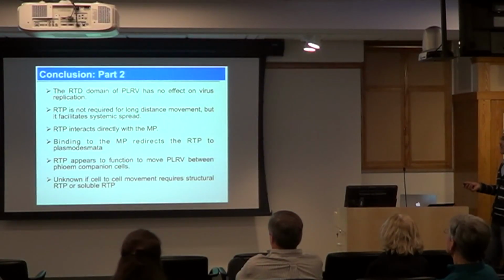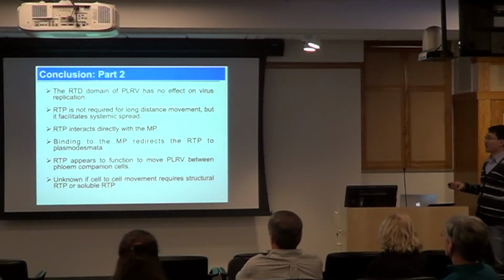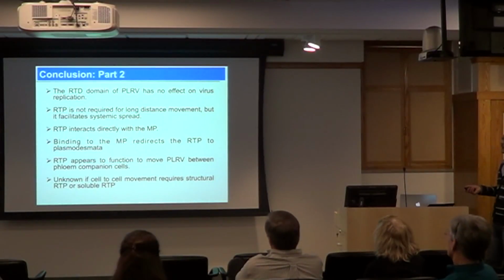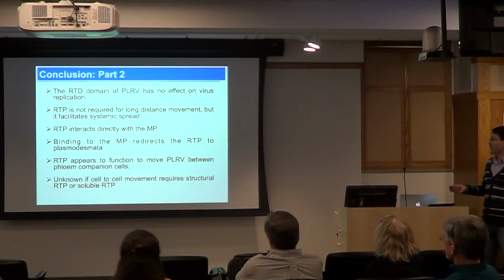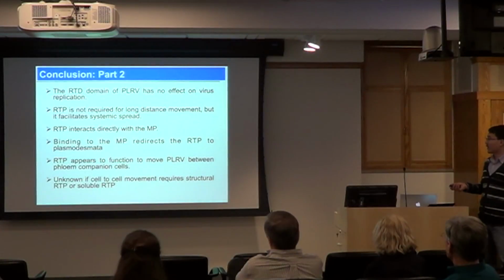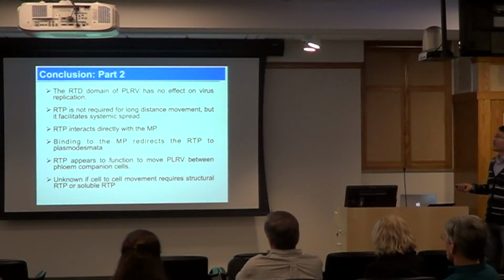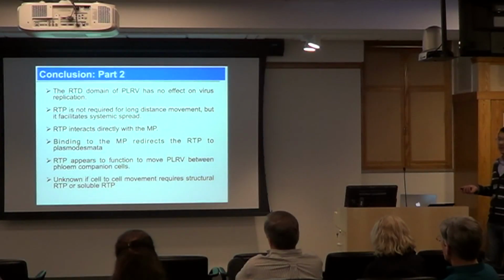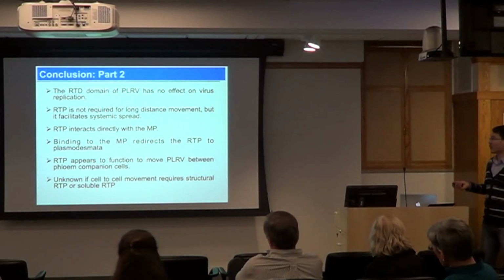So here is the conclusion of part 2. The RTD domain of the virus has no effect on virus replication. RTP is not required for long-distance movement, but it facilitates systemic spread. RTP interacts directly with MP, and binding to the MP redirects the RTP to the plasmodesmata. RTP appears to function to move the virus between phloem companion cells. It is still unknown whether the cell-to-cell movement requires structural RTP or soluble RTP.